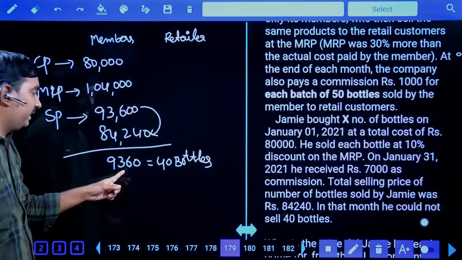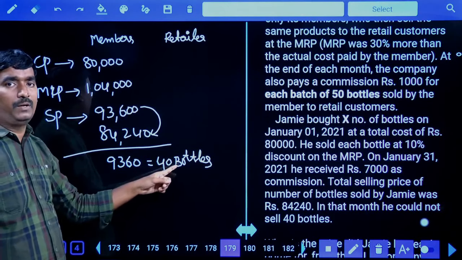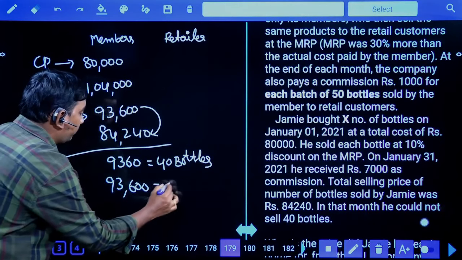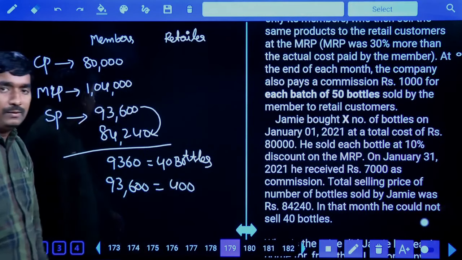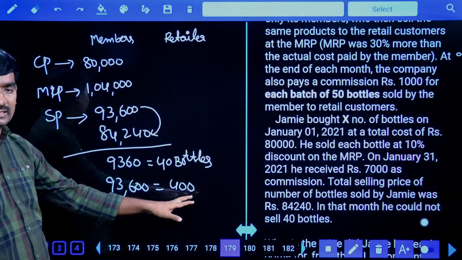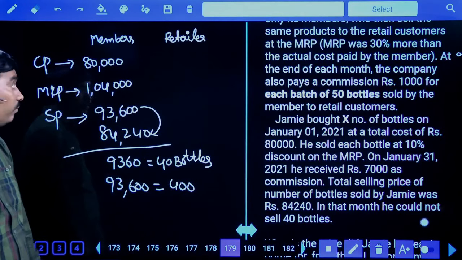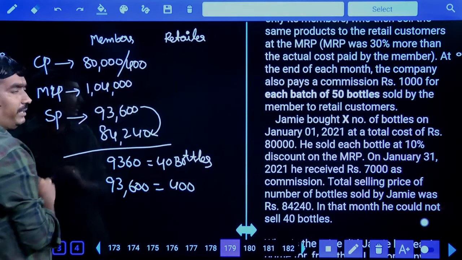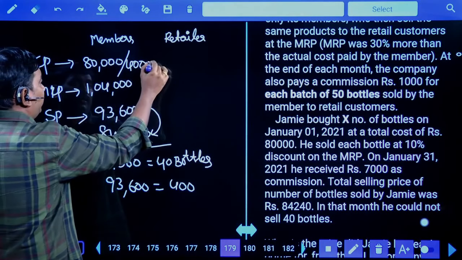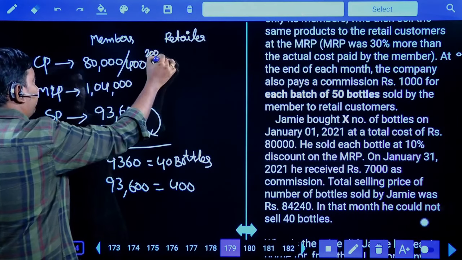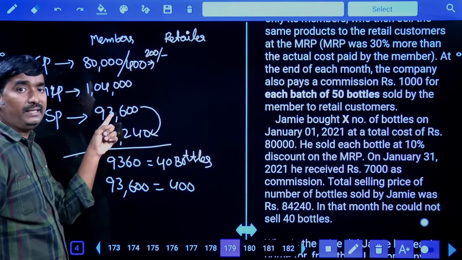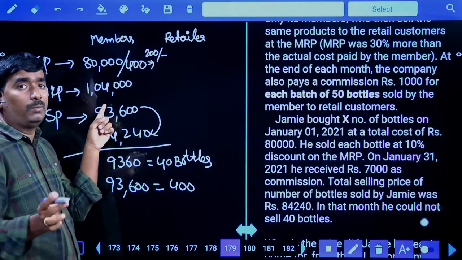If 9,360 is the selling price of 40 bottles, then 93,600 might be the selling price of 400 bottles. 400 is the total number of bottles. He purchases a total of 400 bottles at the rate of 80,000 rupees. Then the cost price of each bottle is 200 rupees. That's it. 93,600 is the total selling price of all bottles.